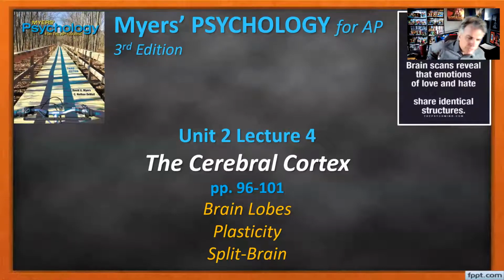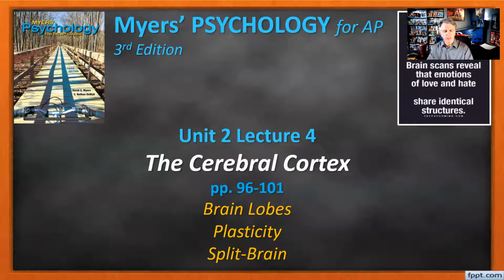Okay, so this is Unit 2, Lecture 4. This is the cerebral cortex. So today we're going to finish labeling the brain and the parts of the brain. Tomorrow we'll talk about the endocrine system, and then we'll get into nature versus nurture to wrap up this unit.